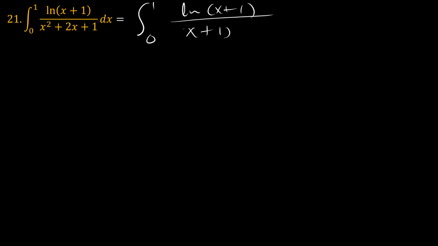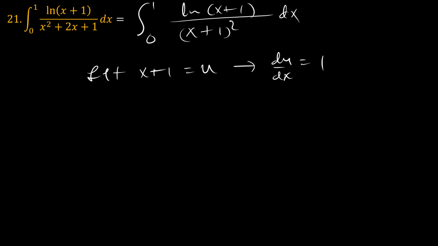Also an interesting problem. We'll just solve it in a fast way. The definite integral from x equals 0 to x equals 1 of the natural logarithm of x plus 1 over x squared plus 2x plus 1. So what we're doing there is the integral from 0 to 1 of the natural logarithm of x plus 1 over x plus 1 squared dx. We could just say let x plus 1 be equal to u, meaning that du/dx is equal to 1, and therefore we can use du to substitute for dx. And what that means is that when x equals 0, u equals 1. When x equals 1, u equals 2.